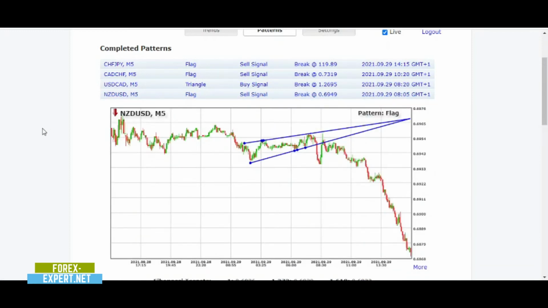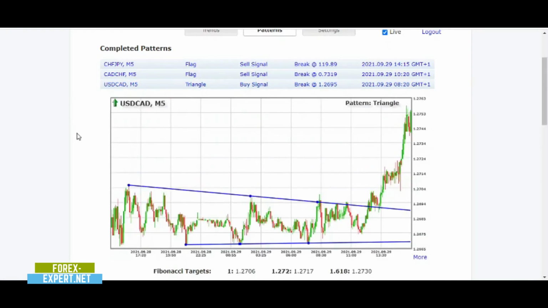New Zealand dollar and the USD, we have a flag sell signal break at 69.49. The first breakout was valid. The price retested the previous low, then went back up, retesting the trend line, and then started to go down at 68.71. A nice trade around 70 pips, more or less. Okay, less the spread. It depends on your broker which spreads you have.